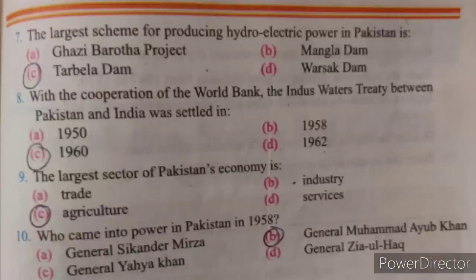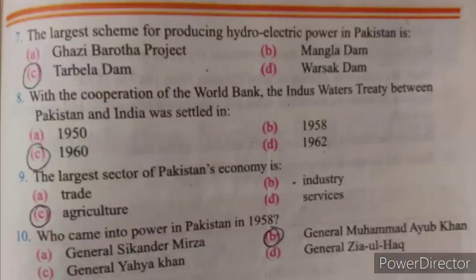And in the plain it is possible to produce hydroelectric power through increasing the force of flowing water in river and canals. And the large project of producing the hydroelectric power is the Tarbela Dam, that is located on the river Indus, and it is the biggest project for the production of hydroelectric power.